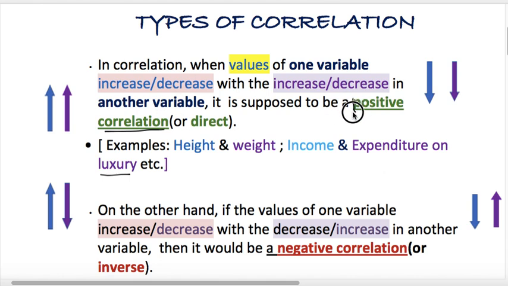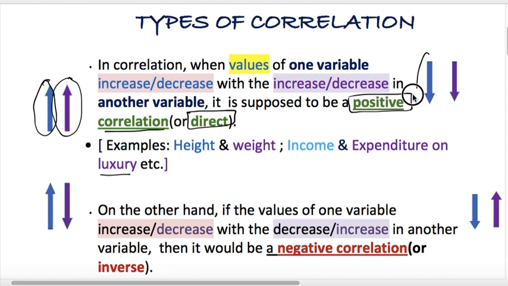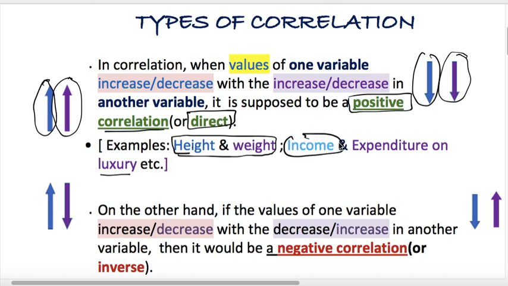The number one is known as a positive correlation or also direct correlation. And this says that if one variable is increasing, other is also increasing, and vice versa, decreasing gives the other also decrease. One example is a height weight combination, which is having one variable height, another variable weight. We always go with the positive direction, and same is for the income and expenditure on luxury items.